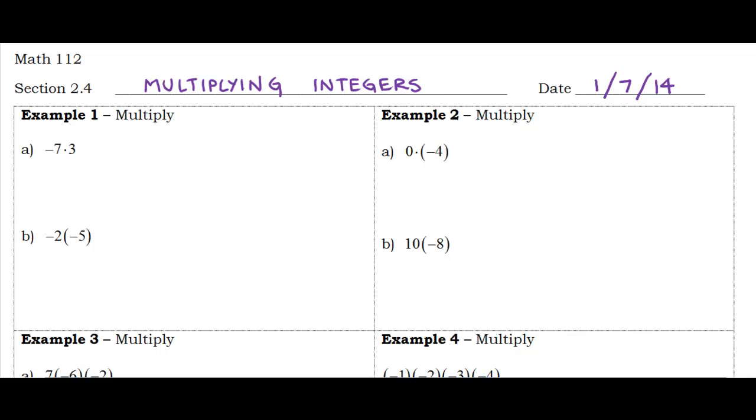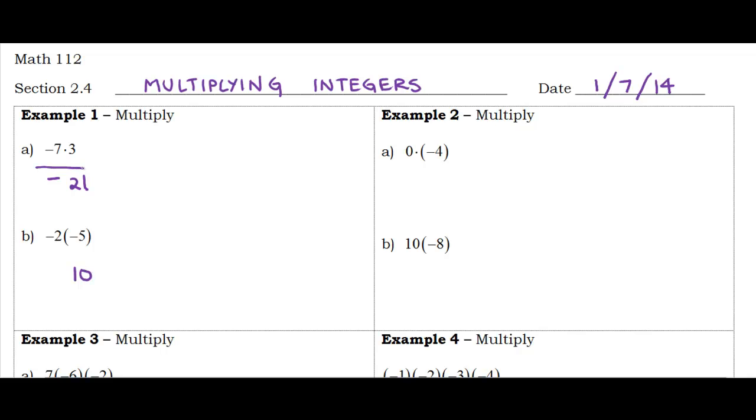Those operations brought with them certain procedures, right? Now the operation is multiplication. And these are the rules that you know, right? What's the negative times the positive? Negative. And 7 times 3? 21. What's the negative times the negative? Positive. 2 times 5 is 10.